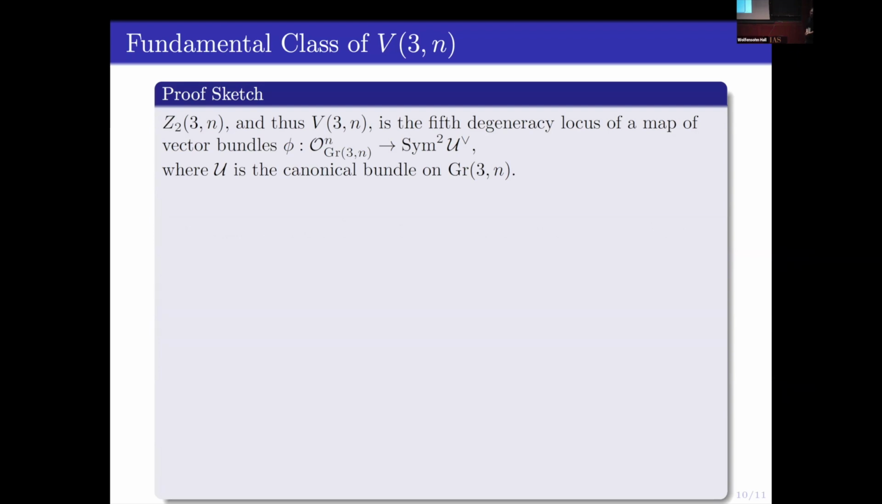Any more questions? Yeah, so here you're really using the fact that Z3n is equal to this degeneracy locus. Yes. Can you compute the class of the degeneracy locus in general? Yes. So we can have an analogous result for Z_kn for any k, n. Any more questions? Okay, if not, let's thank the speaker again.